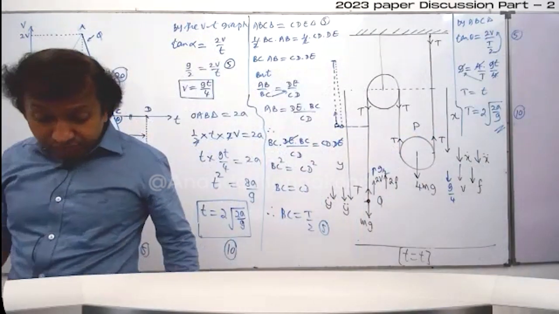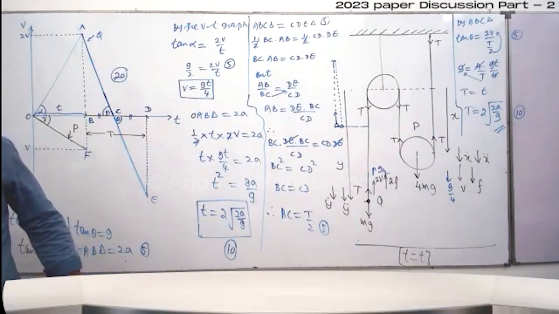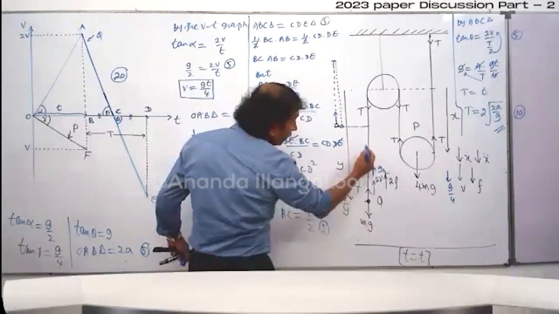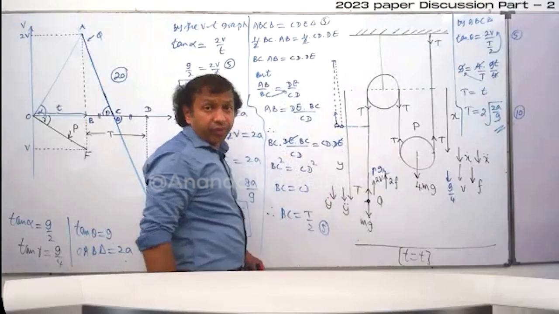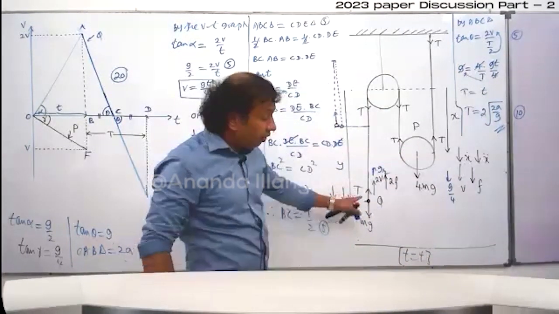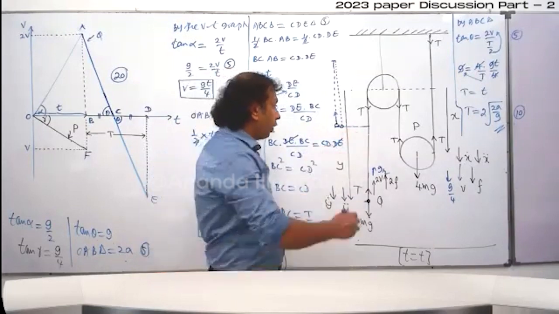Now, next one is what, people? Show first that the particle Q reaches a maximum height 3A above the floor. All right. People, maximum height means from here to here. When this P comes to the ground, we told that from the starting point, Q rises height 2A. This is 2A.